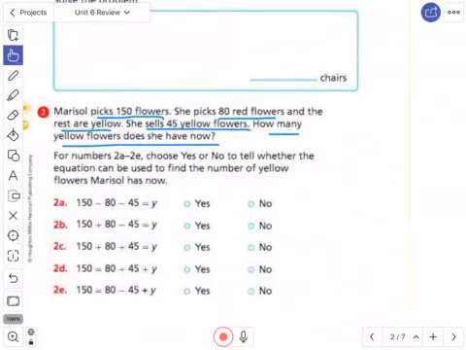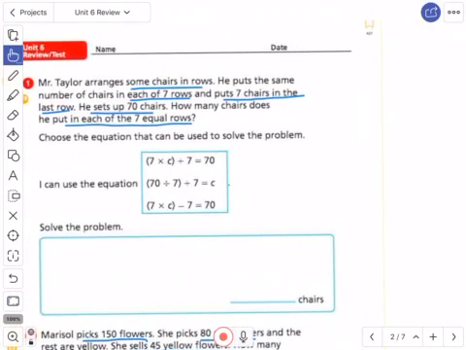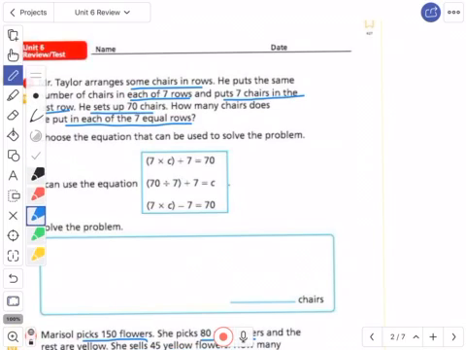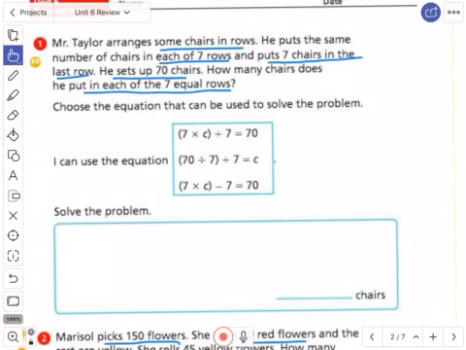Okay, we're back here. The first thing I need to do is choose what equation would work best for this, but I'm also going to do my thinking. They gave me a little box to do some of my work with. Basically, when I go back up to Mr. Taylor's problem, he set up 70 chairs, but I need to know how many he put in just the 7 rows.